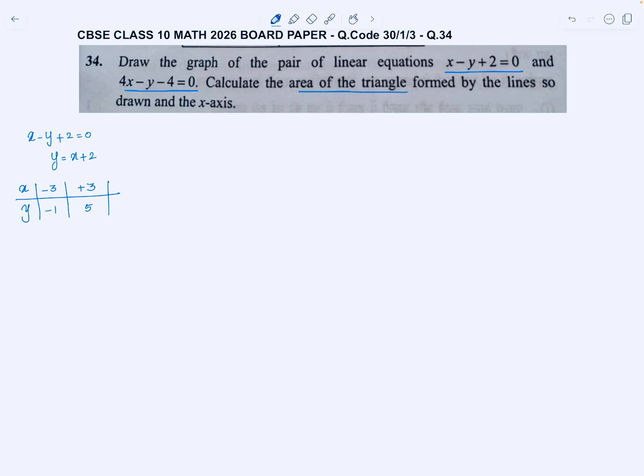The second equation given is 4x minus y minus 4 equal to 0. From this, y is equal to 4x minus 4. For x equal to 0, y is minus 4. And for x equal to 3, y is 12 minus 4, which is 8. With these two tables of values, let's draw a graph.